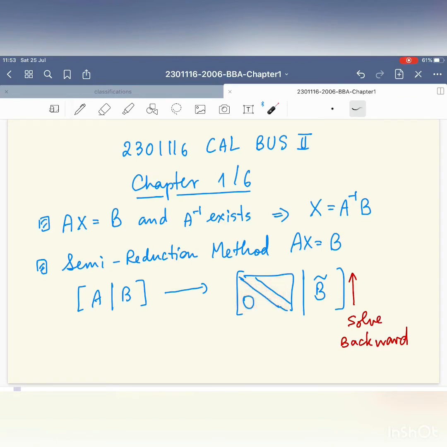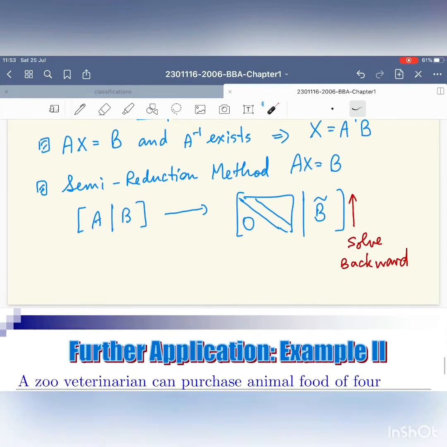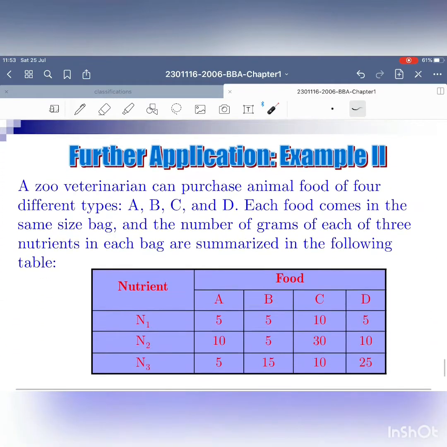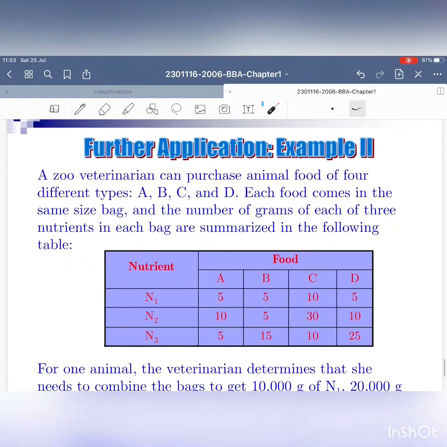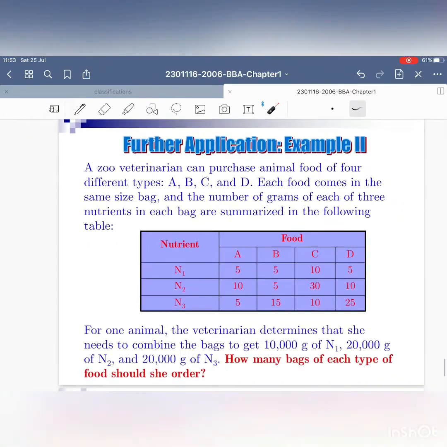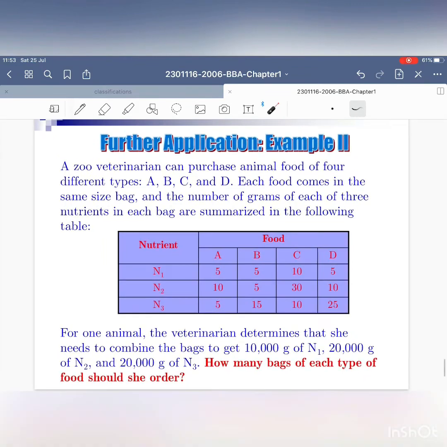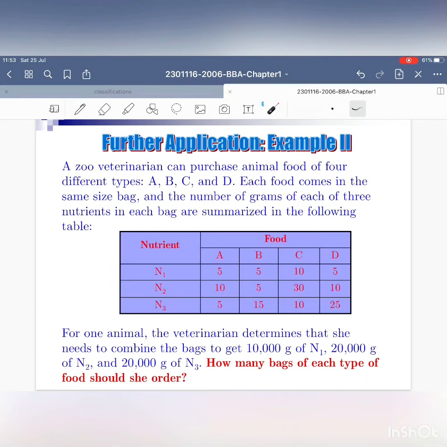After that you are going to rewrite this matrix into a system of equations again, but this one will depend on only a few variables. And then you will be able to solve it backward. So today we are going to look at another example, in terms of a word problem like this, and we are going to convert this word problem into a system of equations and try to solve it.